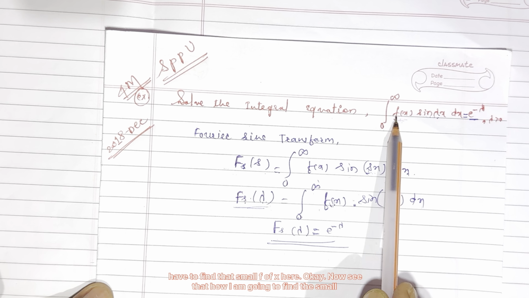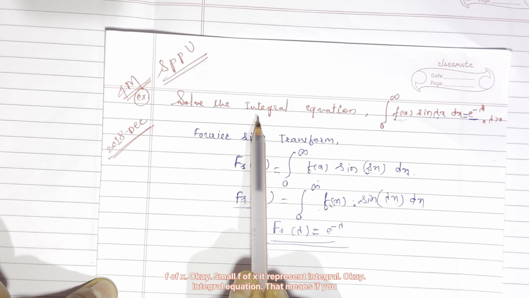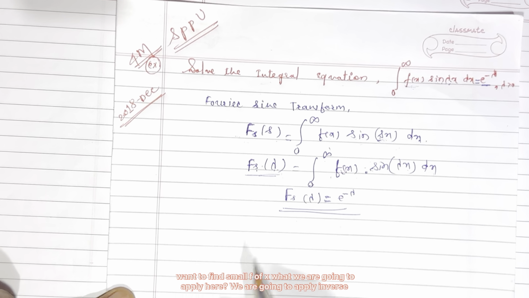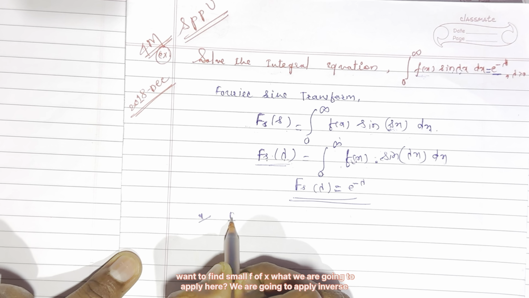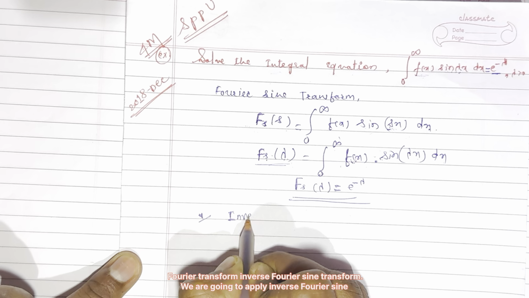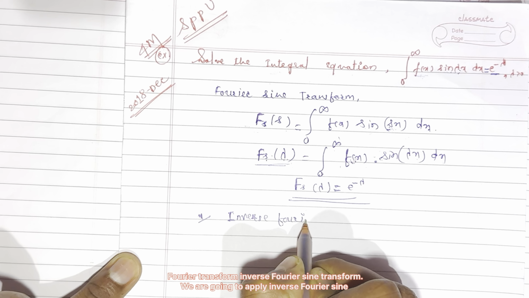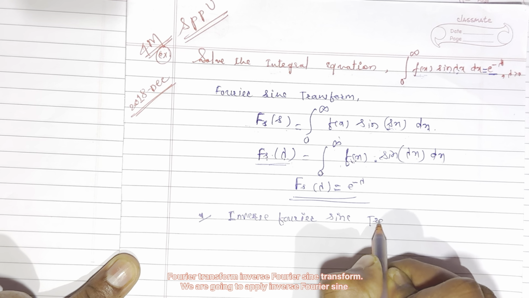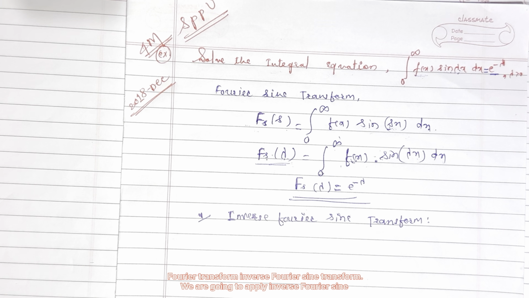We have to find the small f of x here. Now see how I'm going to find the small f of x. Small f of x represents an integral equation. That means if we want to find small f of x, we are going to apply the inverse Fourier sine transform.